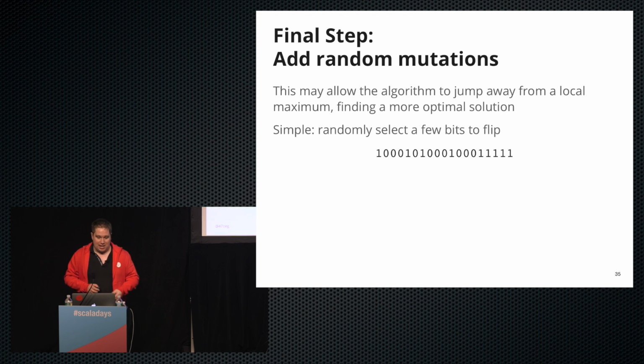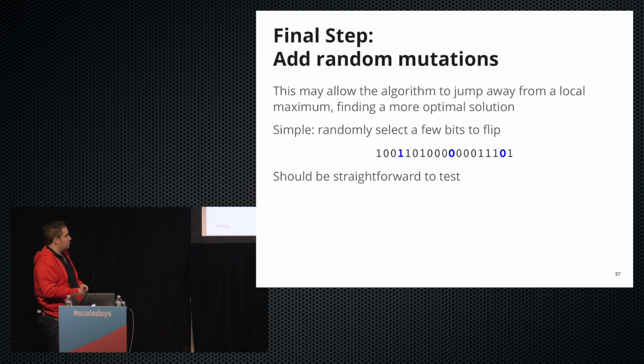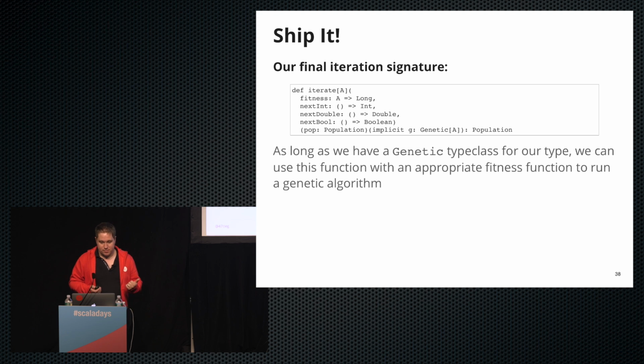And so we're just going to select a few bits to flip, like so. And I'm not going to show the test for that, because I think that should be quite straightforward from what I've shown as well. And we're done. We can ship it. And so our final iteration signature looks like this.